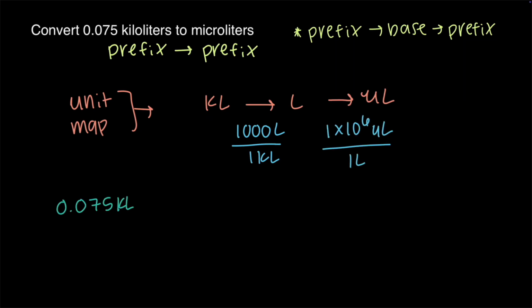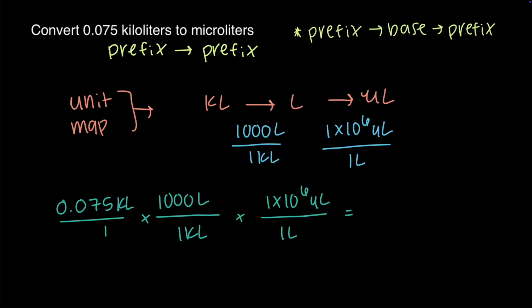We start with 0.075 kiloliters over 1. In the next fraction, we put 1 kiloliter on the bottom and 1,000 liters on the top. In the next fraction, we put 1 liter on the bottom and 1 times 10 to the 6 microliters on the top. The kiloliters cancel out and the liters cancel out. We are left with microliters, the unit needed for the final answer. Multiplying and dividing all values, we get 7.5 times 10 to the 7th microliters.